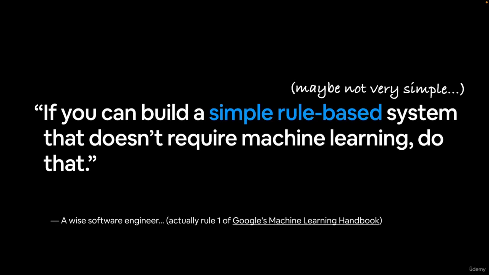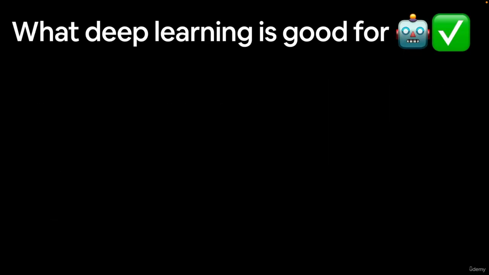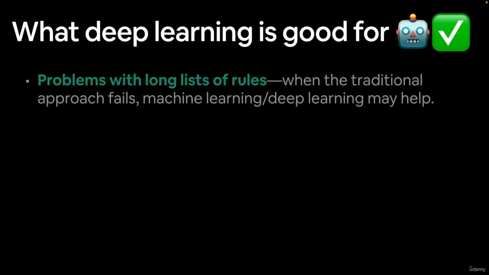In the last video, we familiarized ourselves with Google's #1 rule of machine learning, which is basically, if you don't need it, don't use it. And with that in mind, what should we actually be looking to use machine learning or deep learning for? Well, problems with long lists of rules.